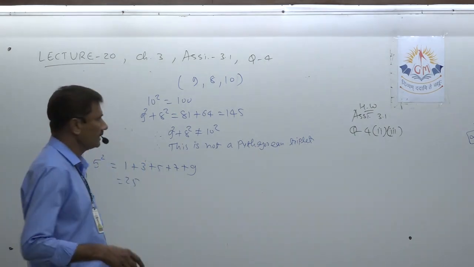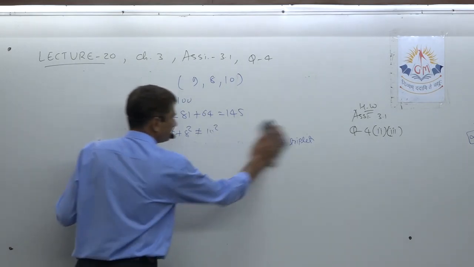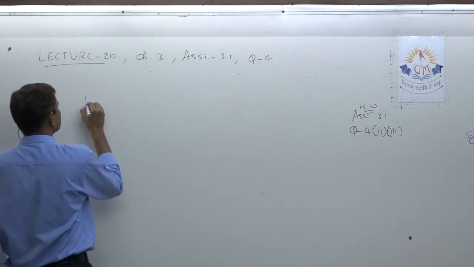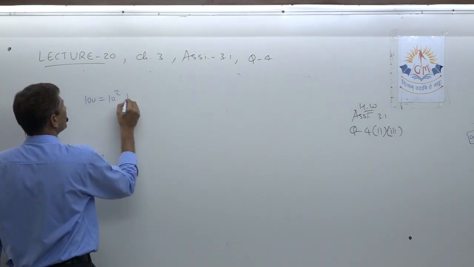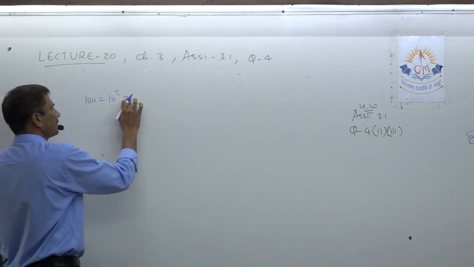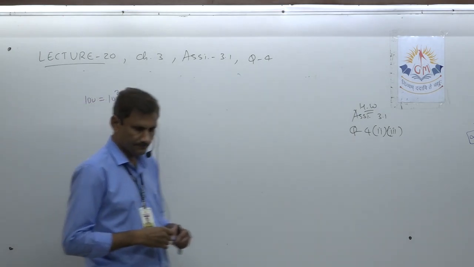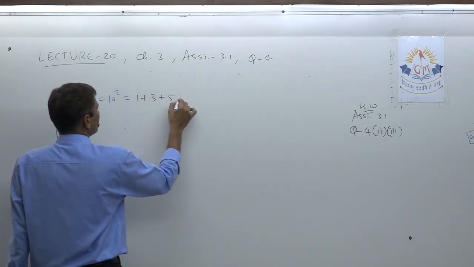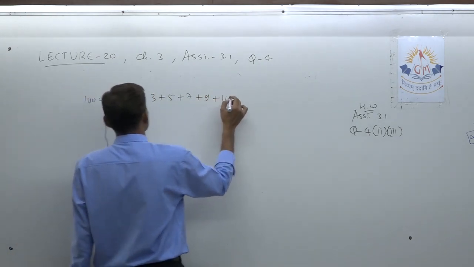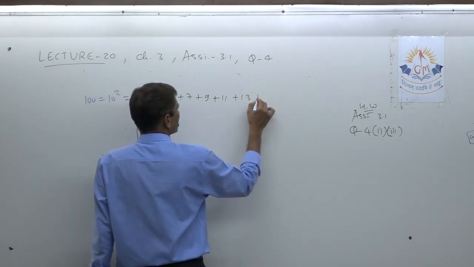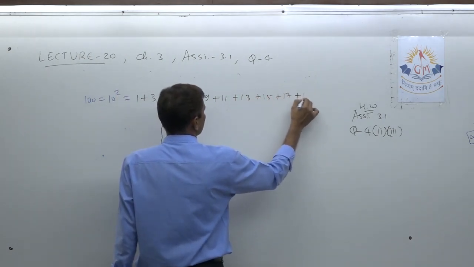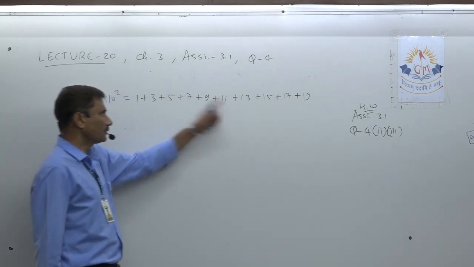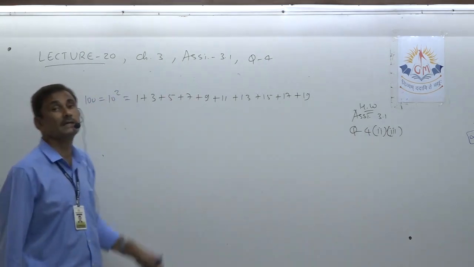100 is 10 square. 100 equals 10 square. So you have to add here the first 10 odd numbers. It will be 1 plus 3 plus 5 plus 7 plus 9 plus 11 plus 13 plus 15 plus 17 plus 19. Count how many: 1, 2, 3, 4, 5, 6, 7, 8, 9, 10. If you make the total of all of these numbers, it will obviously be 100.